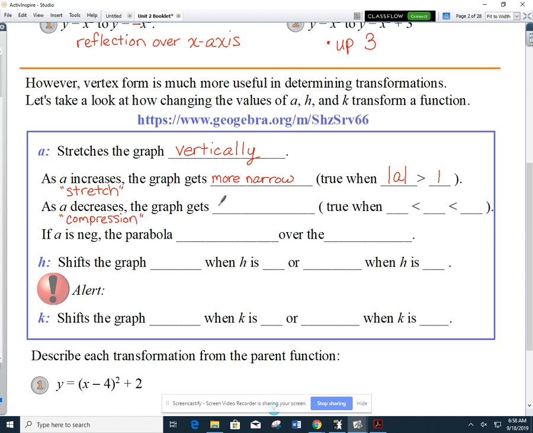The graph gets wider, and this is true when the absolute value of a is in between 0 and 1. So we write 0 is less than the absolute value of a, which is less than 1. And basically, that's all your decimals between 0 and 1 or fractions between 0 and 1. This one's pretty easy. If a is negative, the parabola will reflect over the x-axis.